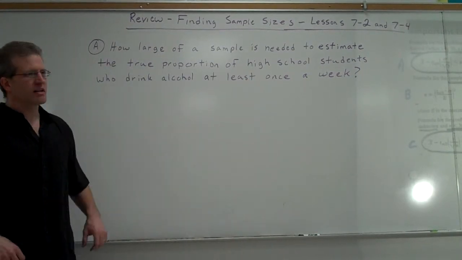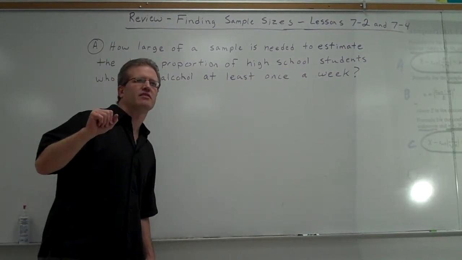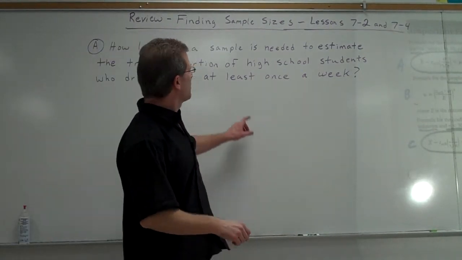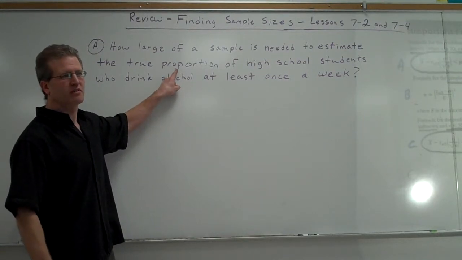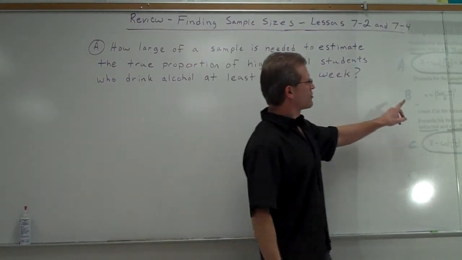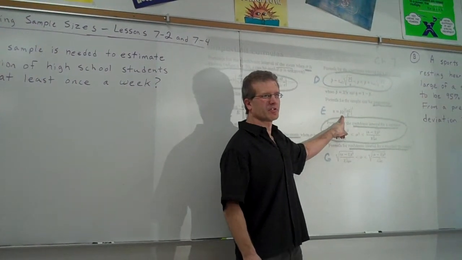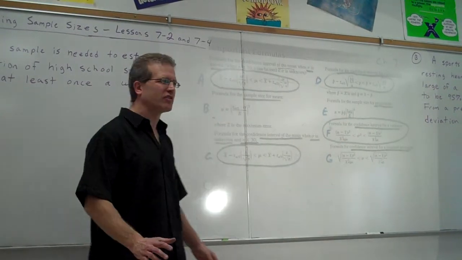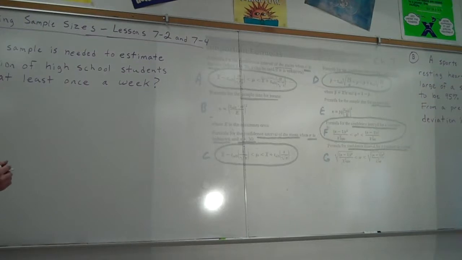Which formula do you think I need? So B or E? You're trying to estimate the true proportion. E, yep. So we're trying to find sample size, but we're not trying to estimate a mean, we're trying to estimate a proportion. So we're going to use this formula right here. So you just have to read carefully. If you don't pick the right formula, you're not going to get the right answer. So you have to start by picking the right formula.